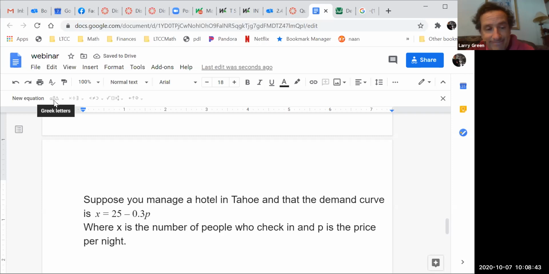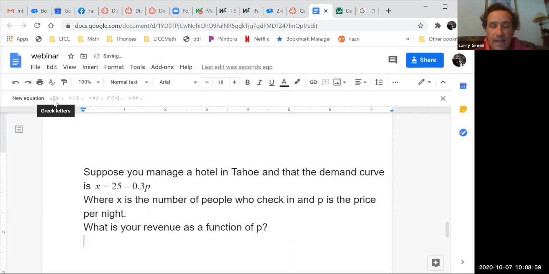Okay, the first thing is, what is your revenue as a function of P? Revenue is how much money you make per night. How do you calculate it? It's very easy. What times what? It's supposed to be easy. Revenue is the number of people who check in times the price. If you charge $50 and you have 10 people check in, you made $500. You just multiply X times P. Any questions so far?